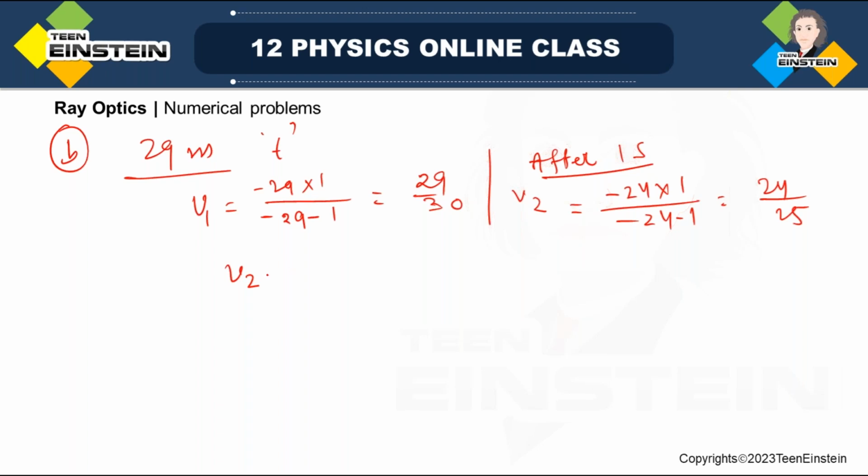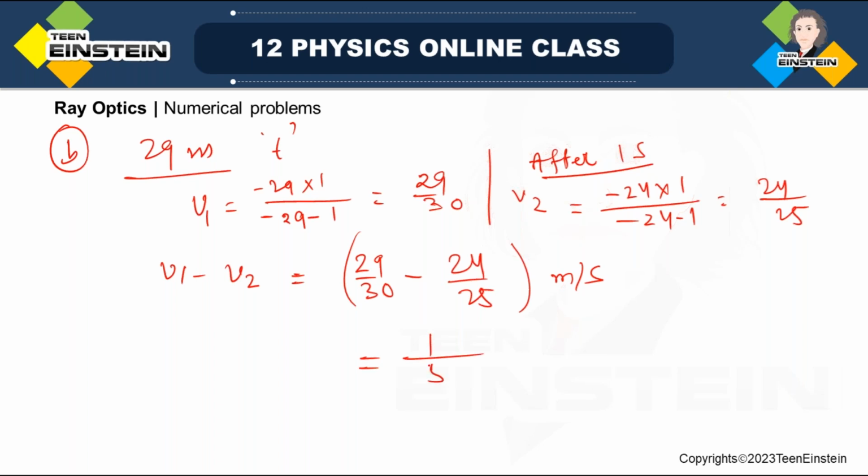So we'll just do this. That will actually be the average speed. Okay, so it is 29 by 30 minus 24 by 25. Okay, this is meter per second. This will actually give you 1 over 150 meter per second.